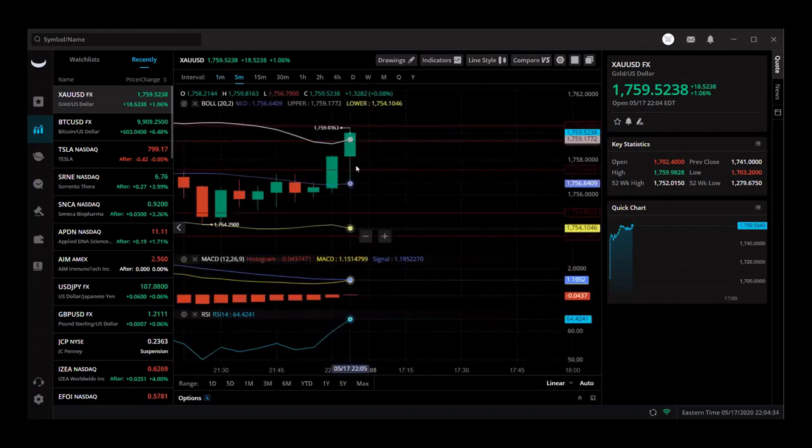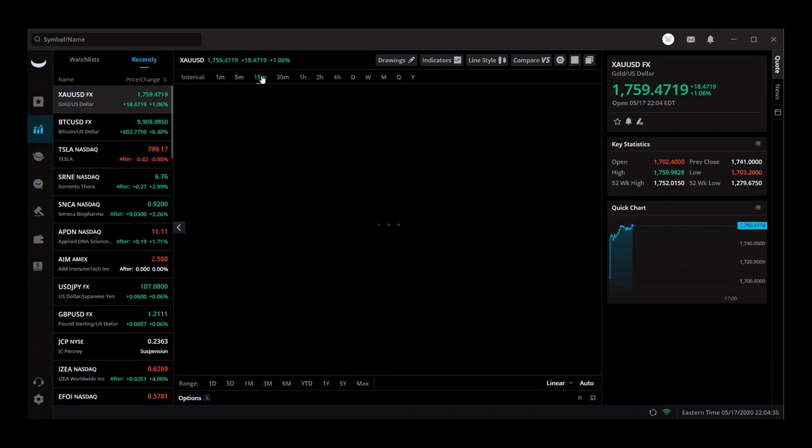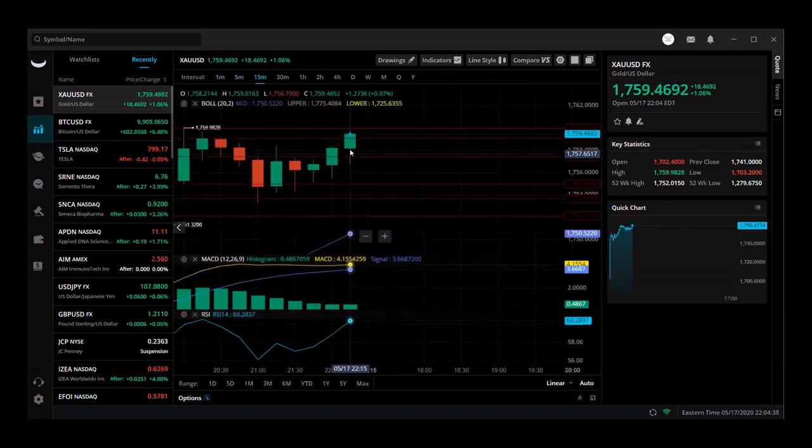The fives look great, and then you can come to your 15s, and the 15 is like a nice hammer forming too. So you guys can see that play. Remember what Dave and I tell you, look for those reversal downtrends coming down, and look for your engulfed candle taking it right back up, guys.